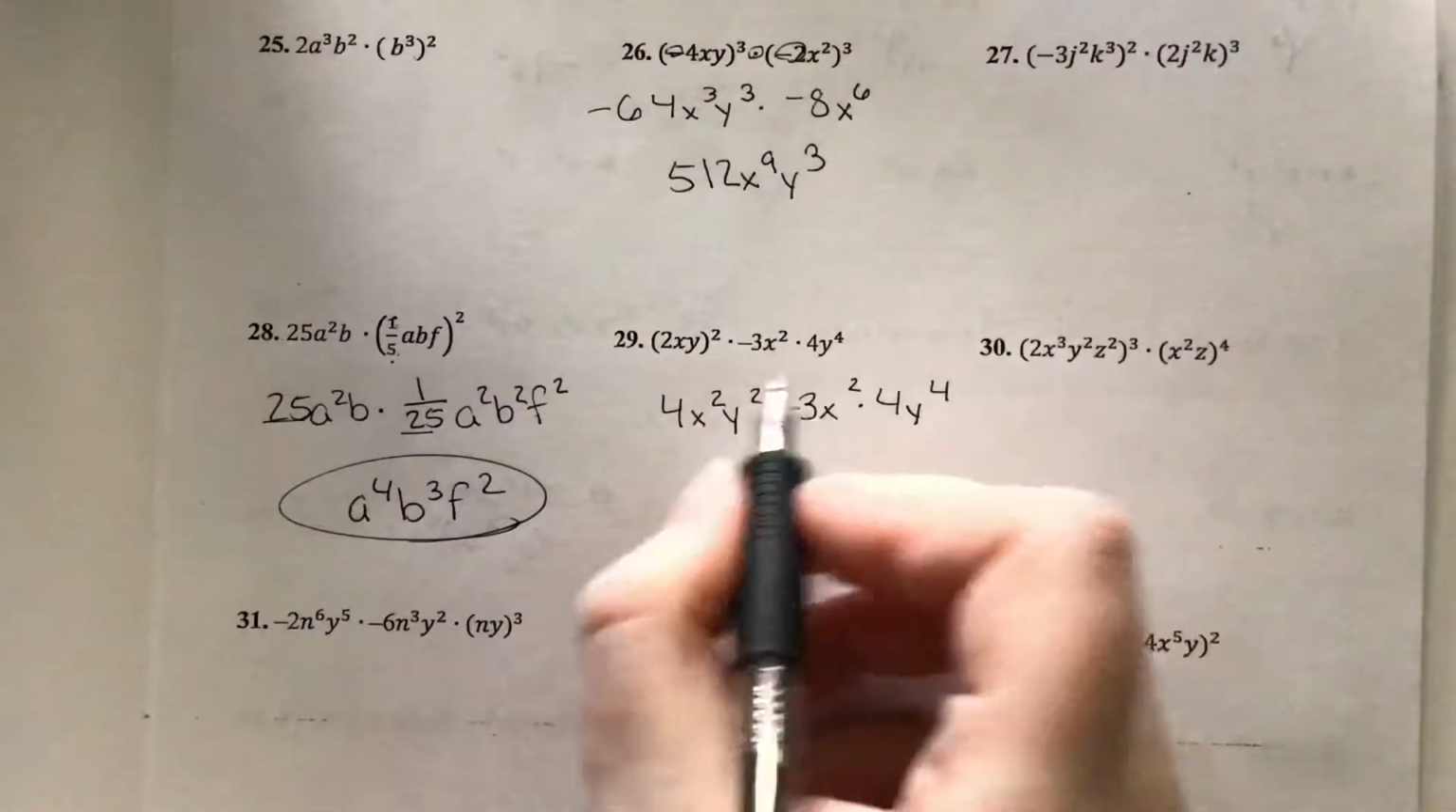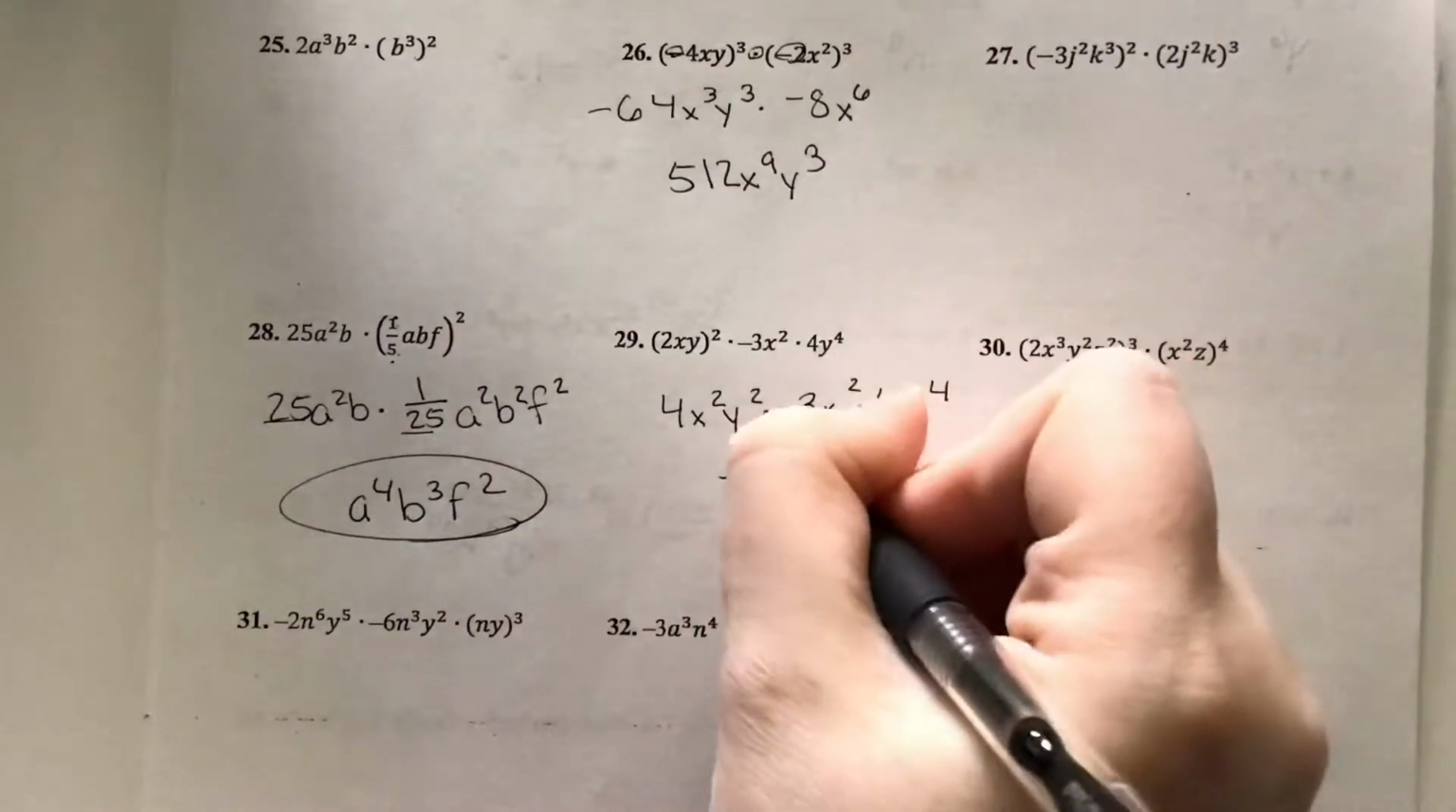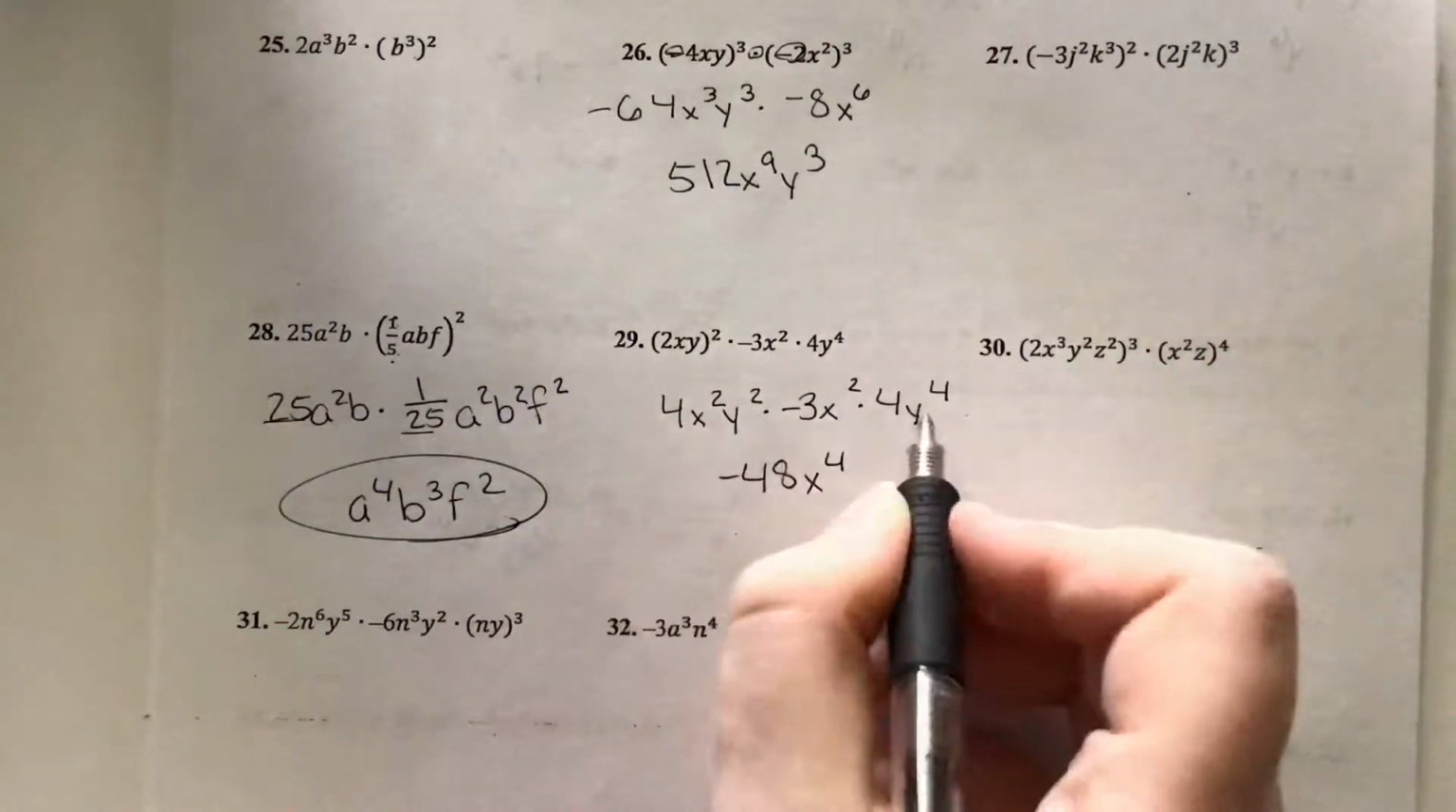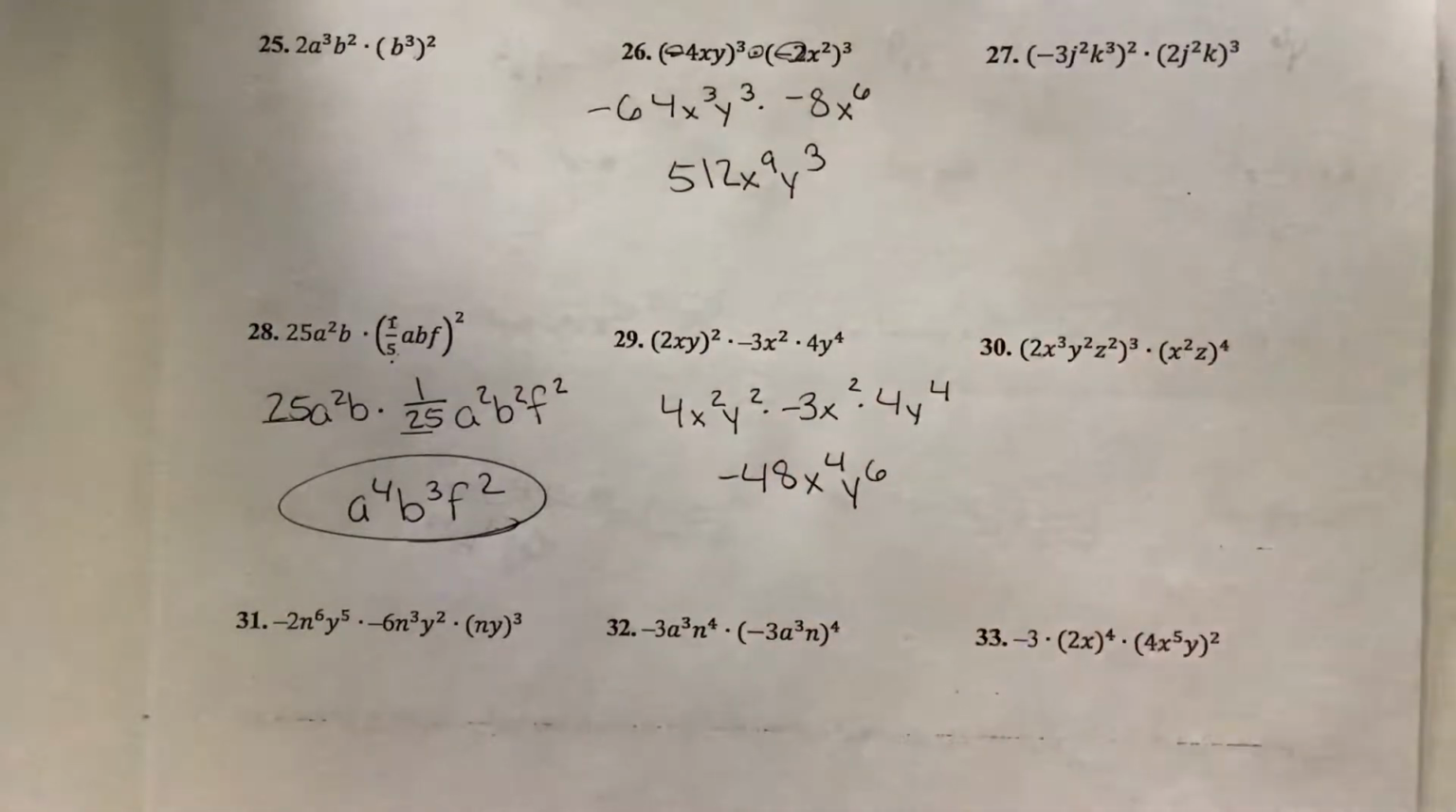Okay? And then for the x's, 2 and 2 is 4. And for y, 2 and 4 is 6. All right.